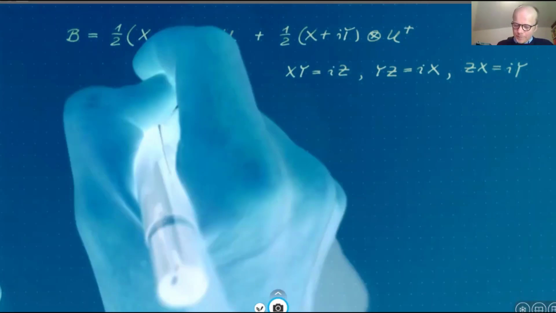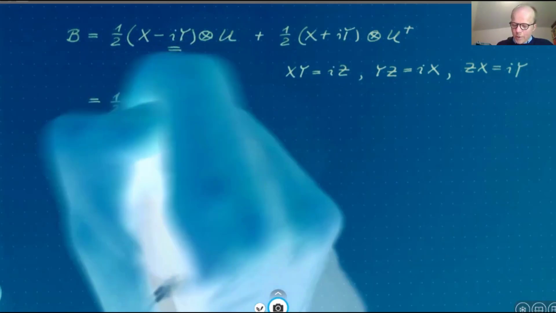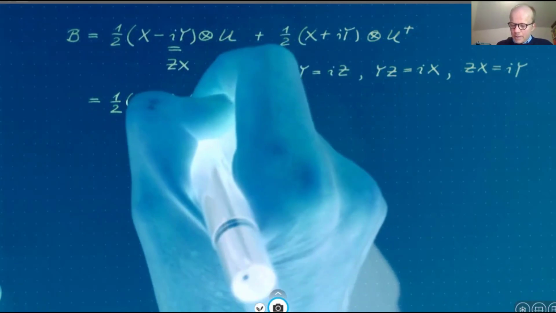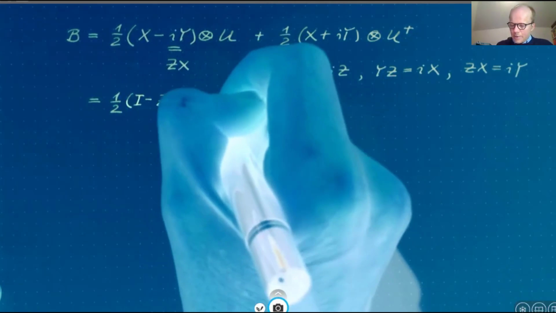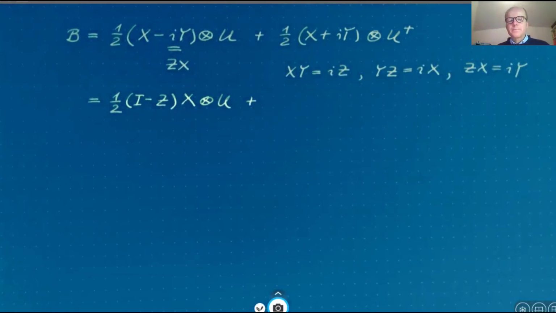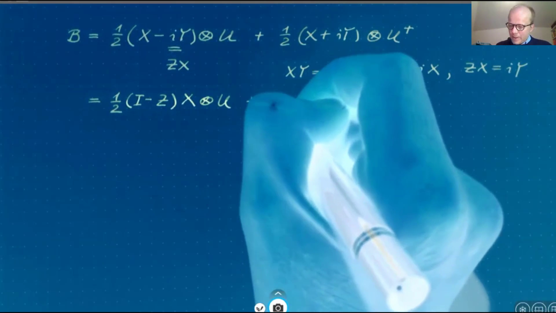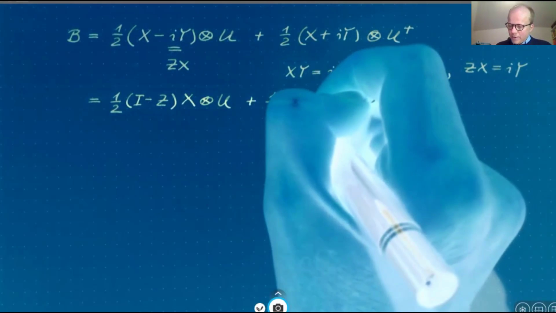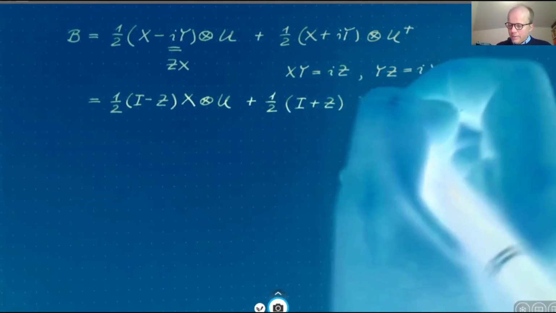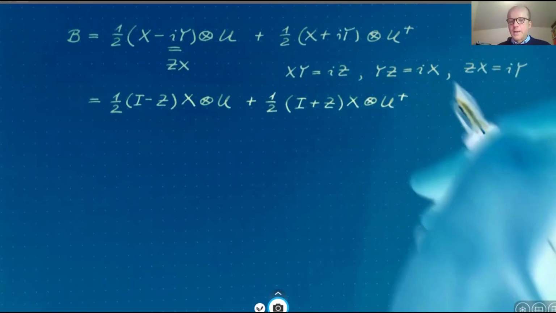So then we have the unit operator minus Pauli z, Pauli x, tensor U, and for the second term in the sum we have just the other sign, so we have I plus Pauli z, x tensor U dagger.